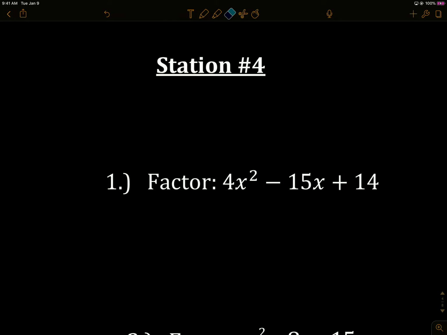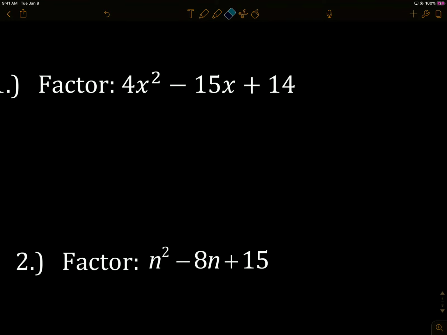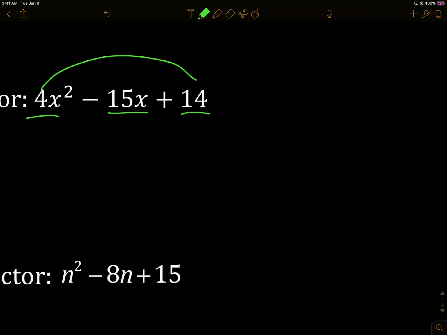Okay, station number 4. We're looking for a common factor. We don't have one. So now this is a trinomial where a is not 1. So I do 4 times 14. What is that? 56. I'm looking for numbers that multiply to 56 but add to negative 15.